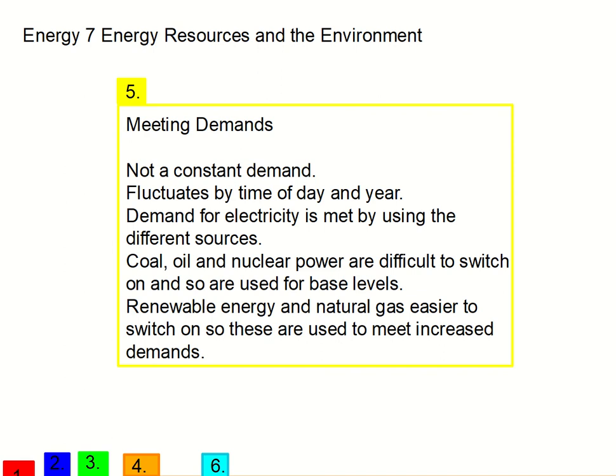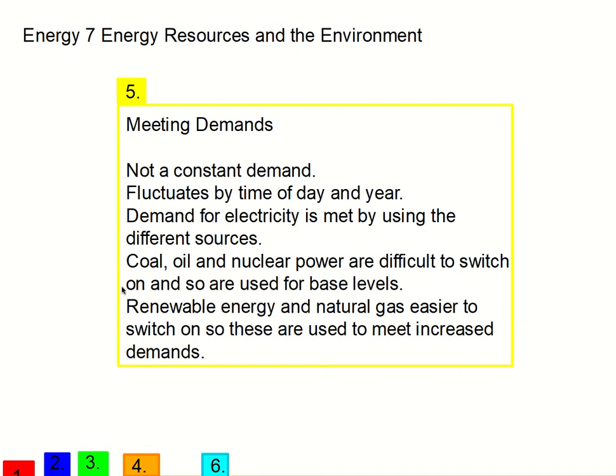Similar kind of thing for seasons. During the winter, obviously there will be a greater demand for electricity because you've got central heating and so on. In the summer, the demand for electricity drops. So what happens is, in order to save resources so you're not wasting energy all the time, you can switch off power stations, you can reduce their output so that you're not producing undue pollution.